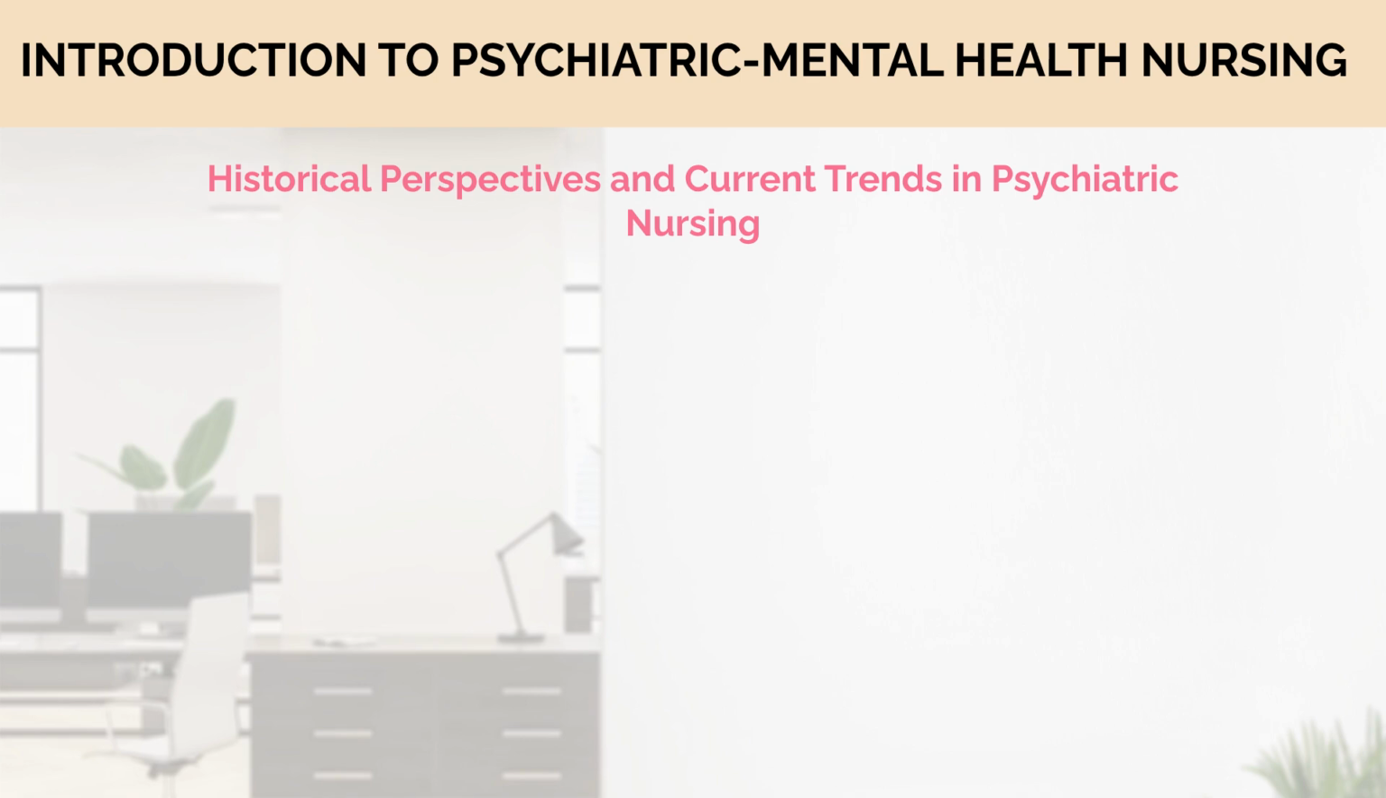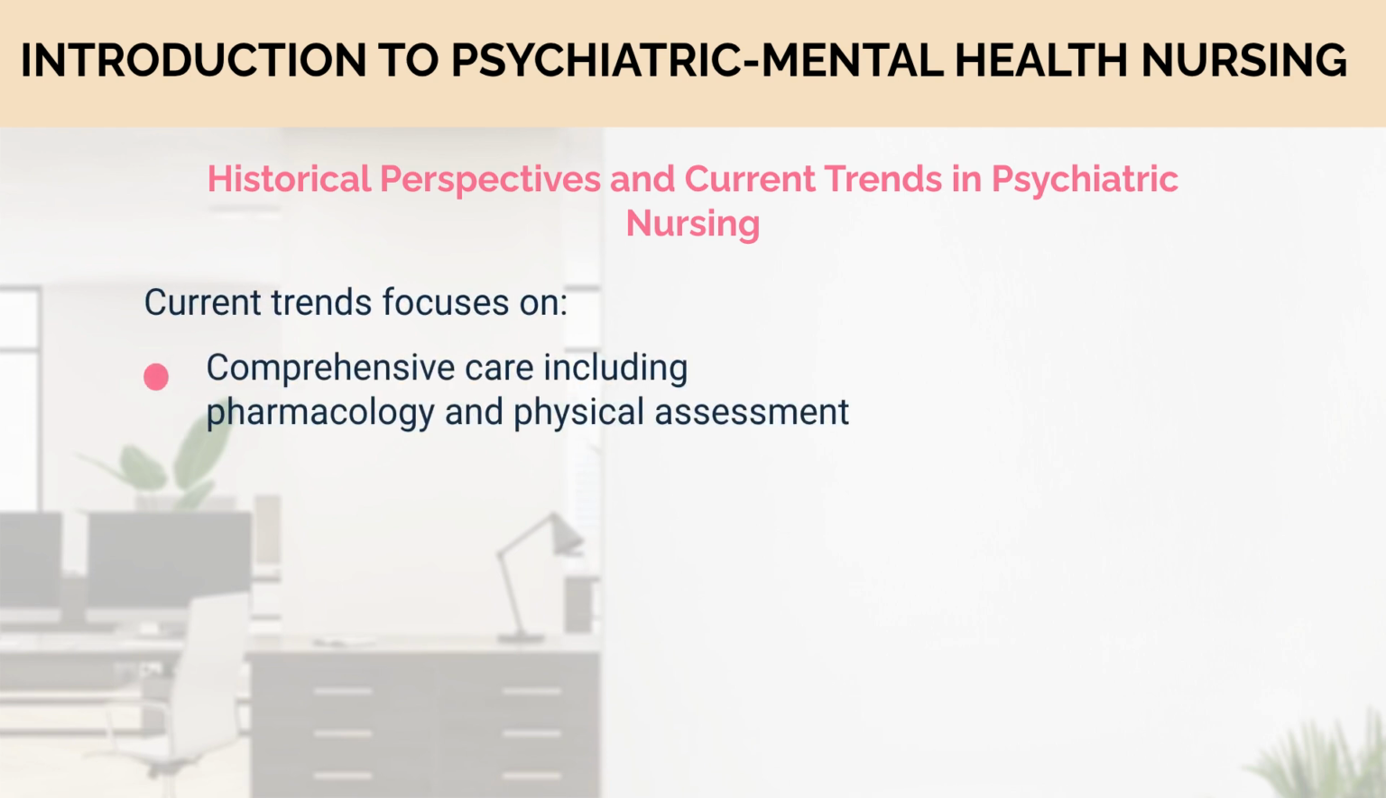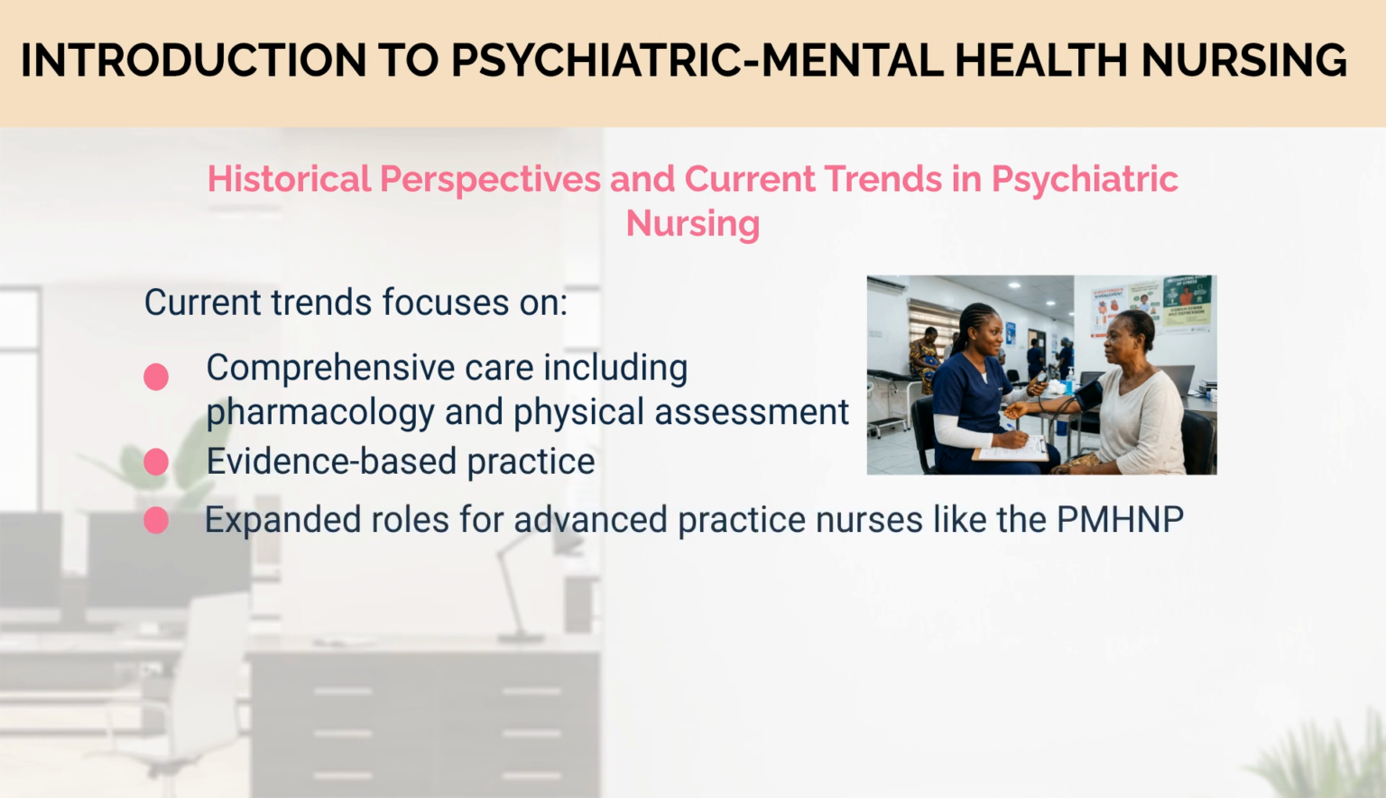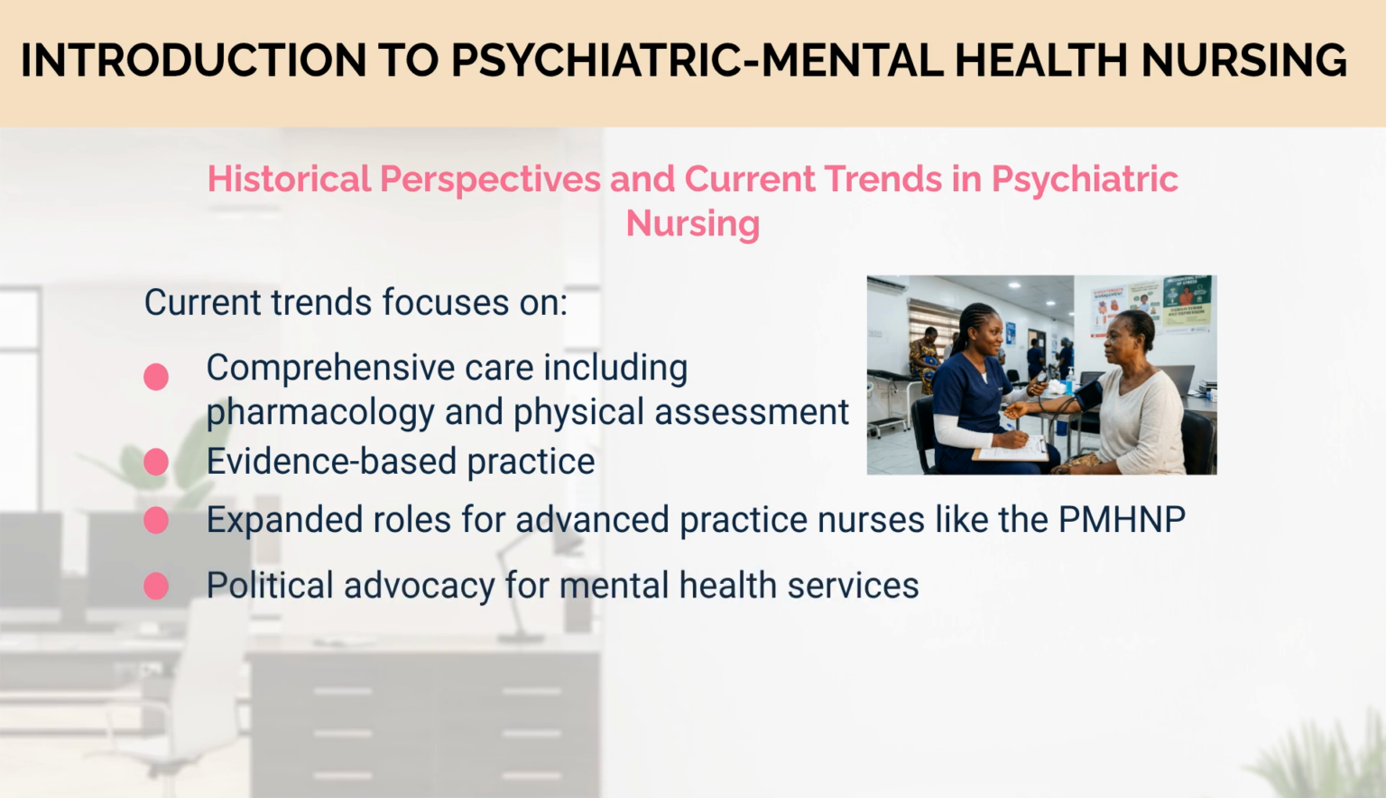The next area is the current trends. The current trends focus on comprehensive care, including pharmacology and physical assessment; evidence-based practice; expanded roles for advanced practice nurses, like the psychiatric mental health nurse practitioner; political advocacy for mental health services; and integrated care models.